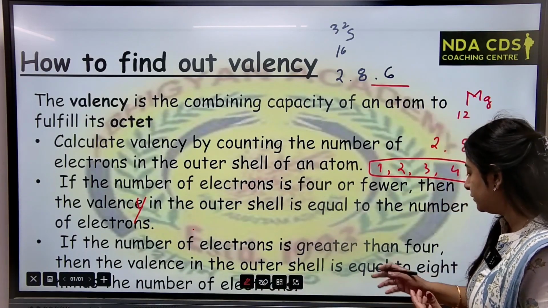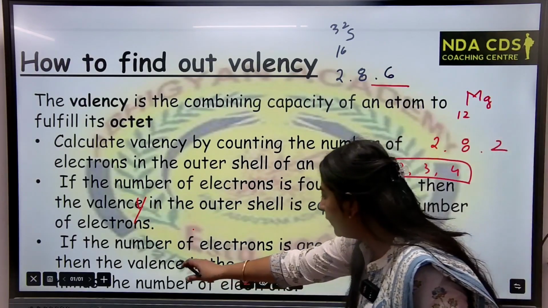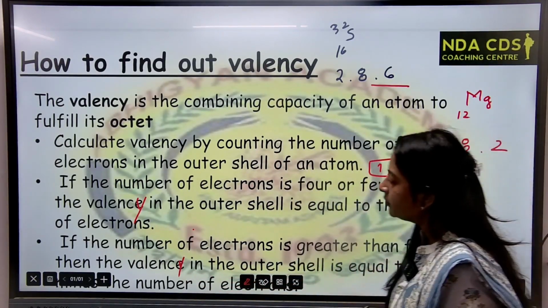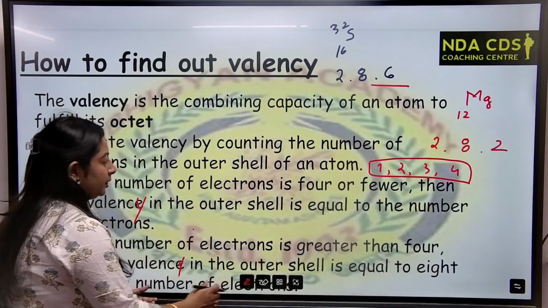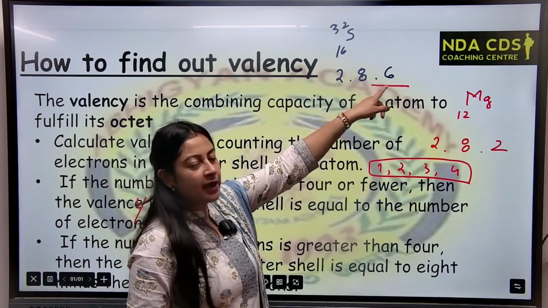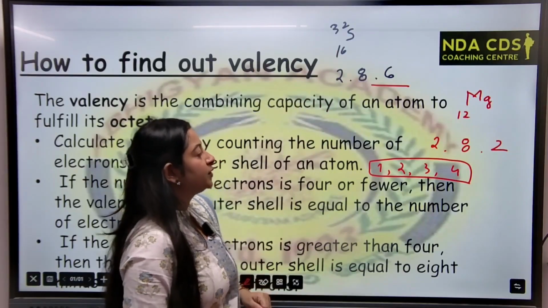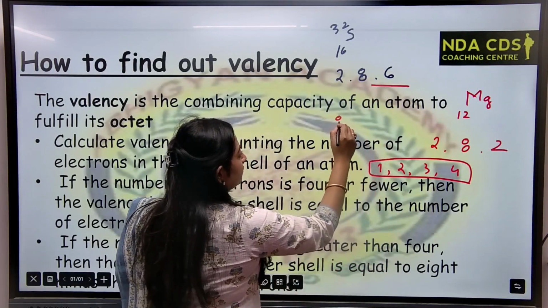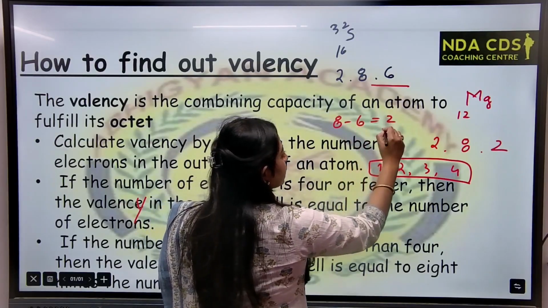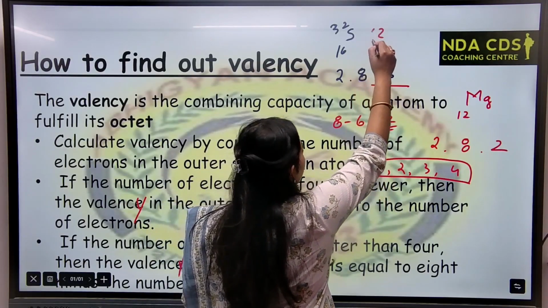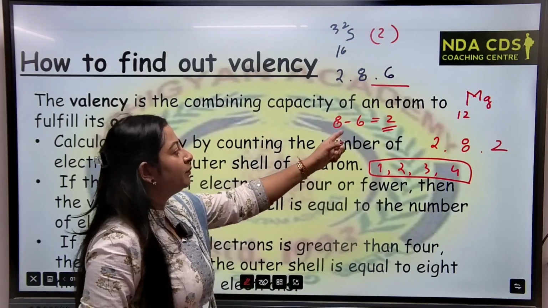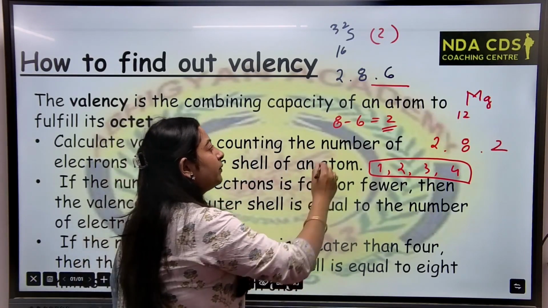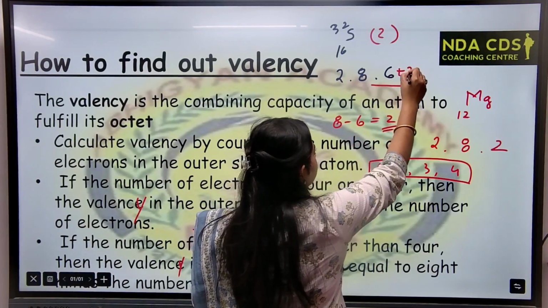But if the number of outermost electron is greater than 4 then the valency in the outer shell is equal to 8 minus the number of electrons. This is the outermost electron of sulfur. तो इसका valency क्या है? दो तरीके से you can think, 8 minus 6 that is 2. Yes, 2 will be the valency. ये 2 है valency sulfur का. कैसे मिला? 8 minus 6 करके मिला. और क्या कर सकते हो? You can think how many electron it requires to complete its octet.